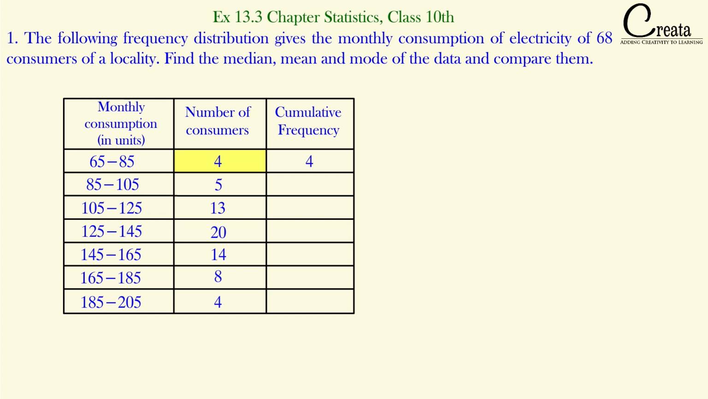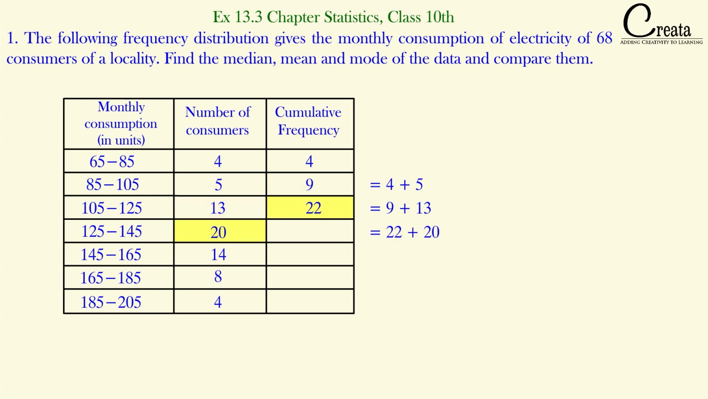In the first row, the 4 will come. In the second row, addition of all the frequency up to that row will come, which is 4 plus 5, which is 9. Further, in the third row, the addition of all these 3 frequencies will come, which is 4 plus 5 plus 13, which is 22. Or we can also say 9 plus 13. It will also be equal to 22. Got it? This is the cumulative frequency. We are adding all the frequency up to that row.